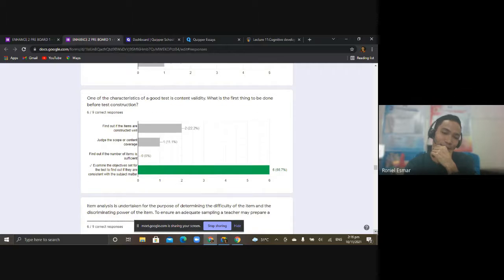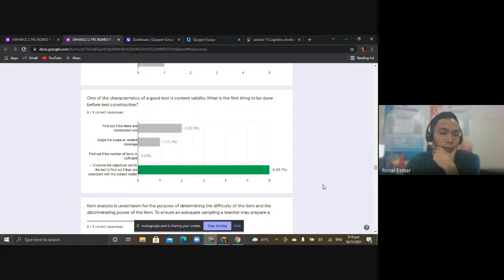Next option, judge the scope of content coverage. Is that before you construct a test item, the number of topics included in your test, or is it find out if the number of items is sufficient? Again, the question says before the test construction.